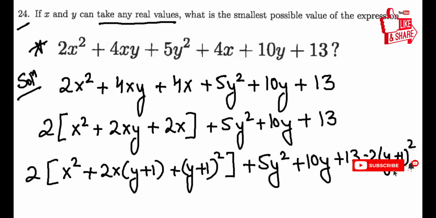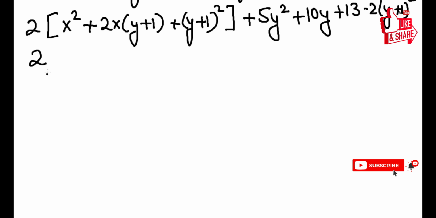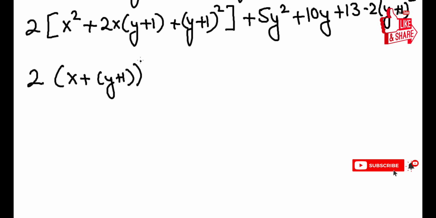Right? Now I think you are done with this part. 2 times this part is going to be, let me write it below: 2 times (x plus y plus 1) whole squared. Now this part is done. Now what about this part? Let's solve this part also.